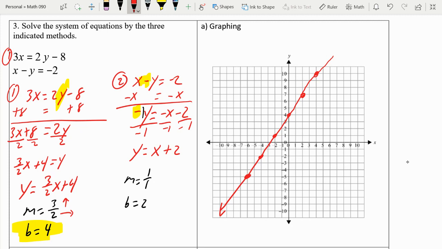I didn't do too bad there. Let me see. Kind of missed there. Okay, but you guys get the idea. There's my line. Now, equation 2.